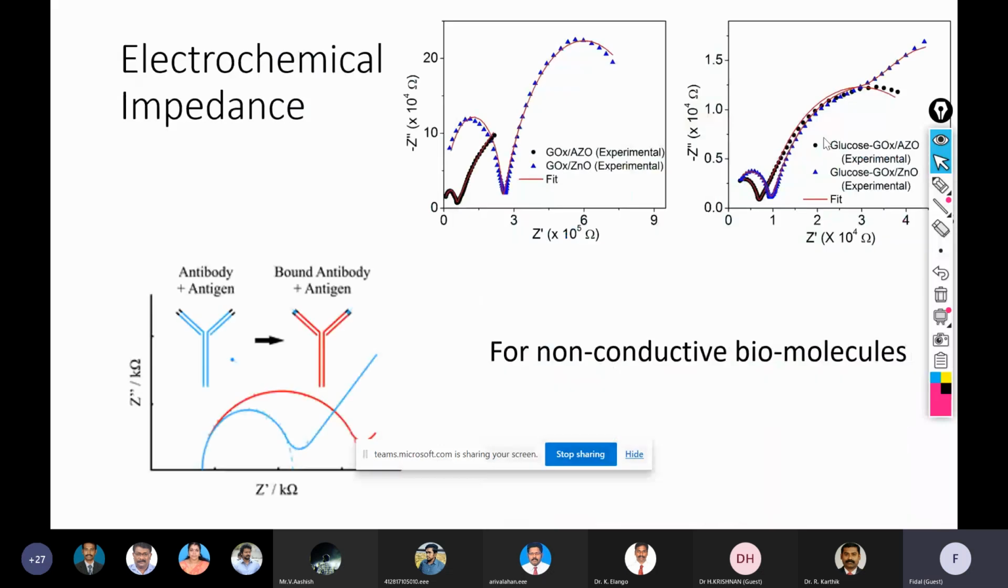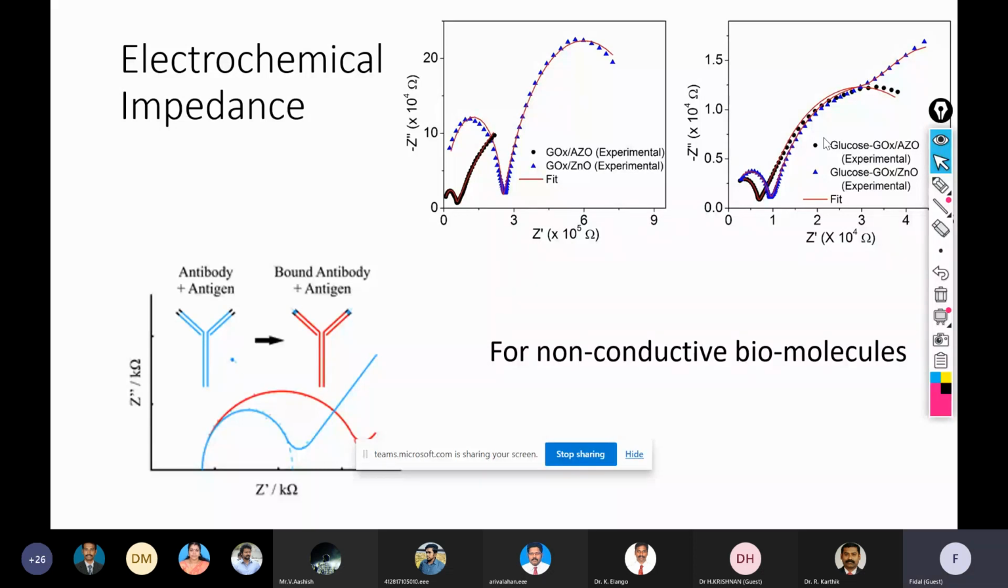The third kind of sensor, another kind that is very commonly used instead of current-based, optical or mass-based, is the electrochemical impedance-based sensor. Not all molecules can react and produce color, and not all molecules can react and produce electrons. There are certain molecules which can only bind; they won't undergo any kind of reaction. But the advantage is that most biomolecules are non-conductive by nature.